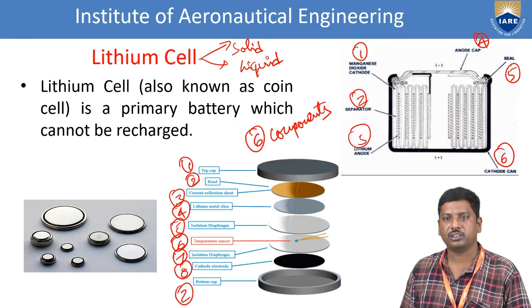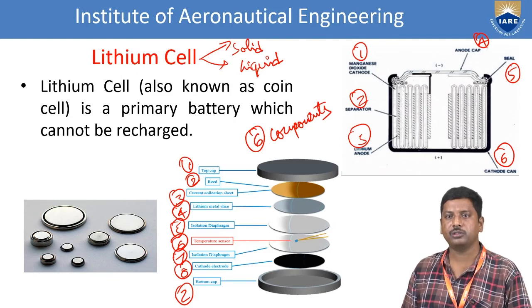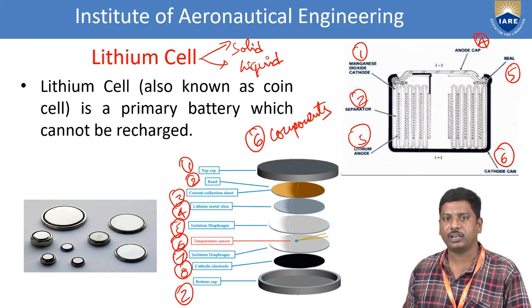Out of the 6 components, the temperature sensor is a very important factor. This temperature sensor affects the rate of the chemical reactions that take place in the lithium cells. So the temperature sensor component is very important in the case of lithium cells.